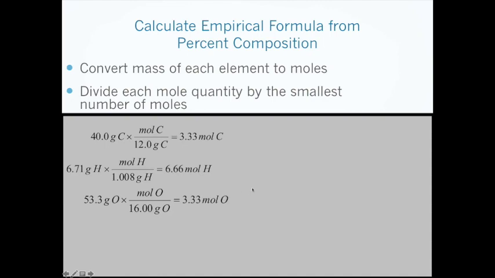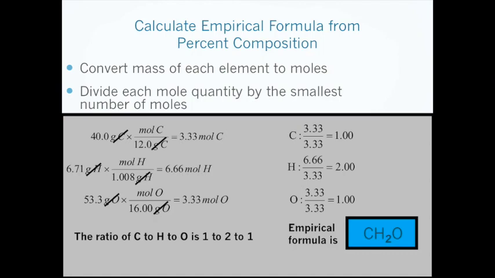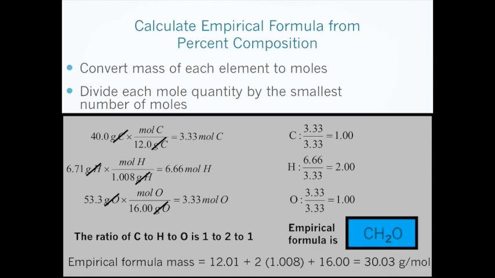Now you could probably see that there is a common factor here. Obviously the grams cancel, leaving us with units of moles. And if we divide by the smallest number, it's 3.33. So 3.33 divided by 3.33 is 1. 6.66 divided by 3.33 is 2. So in this case, our ratio of carbon, hydrogen, oxygen is 1 to 2 to 1. Therefore, our empirical formula is CH2O.